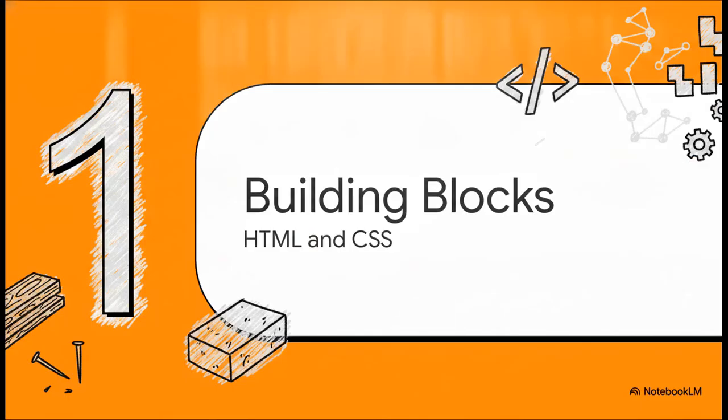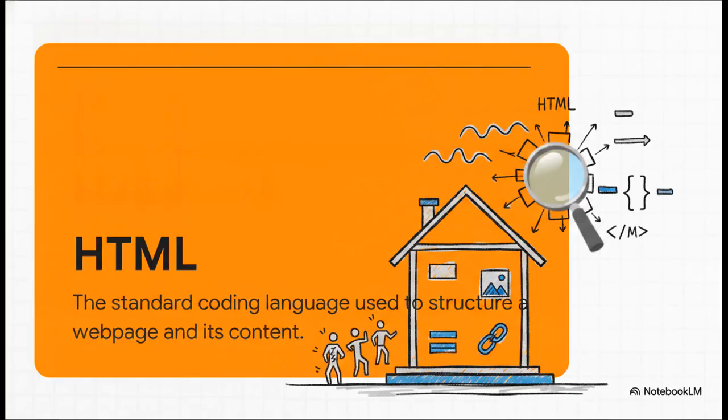All right, starting with step 1, building blocks, specifically HTML and CSS. Before we can build our digital house, we have to figure out what raw materials we actually need, right? Think about it like this. If you were going to build a physical house, you'd need wood, some nails, maybe some concrete to pour a foundation. Well, for a digital house, your very first raw material is HTML, which stands for Hypertext Markup Language. You can really just think of HTML as the framing or the skeleton of your digital house. It is the absolute standard coding language used to structure a web page and hold all its content together. Literally, without it, the house falls down.